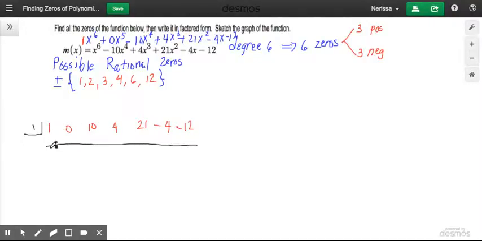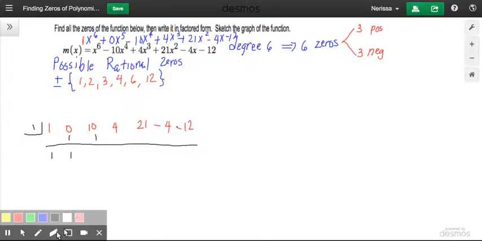So we bring down 1. We multiply 1 by 1 and put the answer under the 0. Then we add the 2. 0 plus 1 gives us 1. 1 times 1 gives us 1.